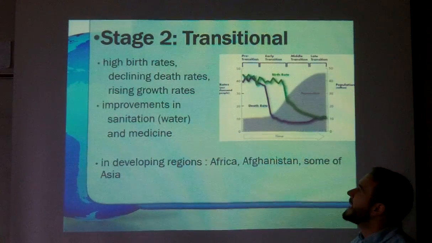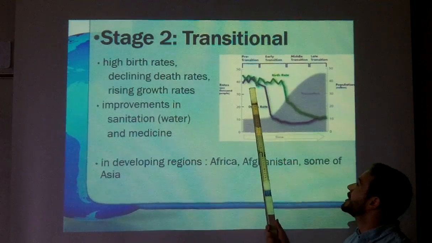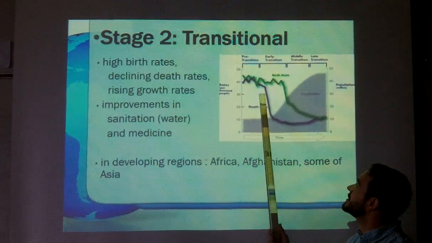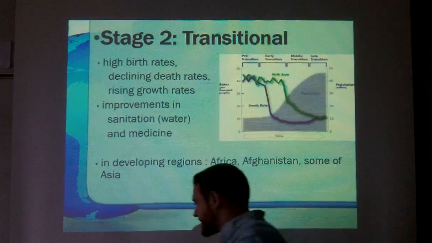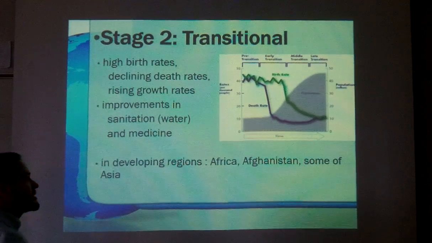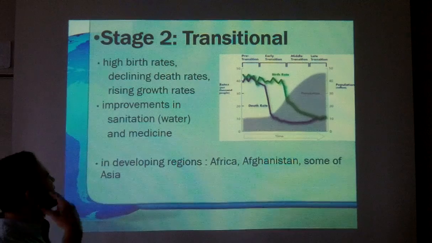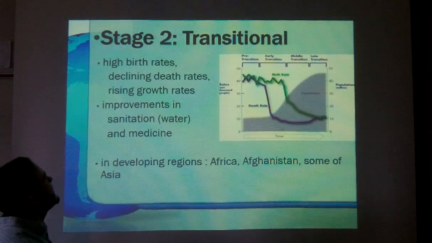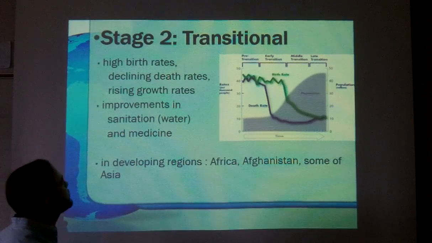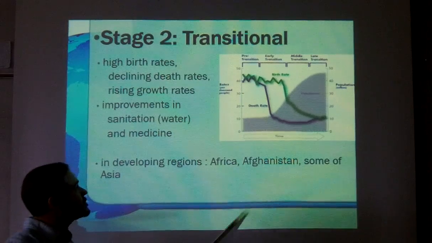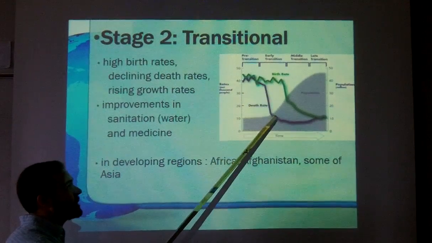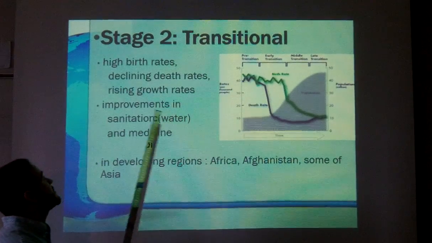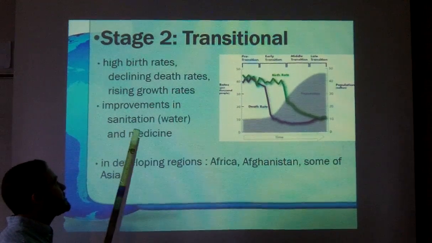Stage 2, transitional, high birth rates, but low death rates. All right, so let's do this because there's some things I want to say. And since I just said them literally 15 minutes ago when I recorded it the first time, my brain's spinning. So, declining death rates, rising growth rates, so you can see the rise in growth right here, because death is no longer keeping up with birth, so the population increases. And these come from improvements in sanitation and medicine.